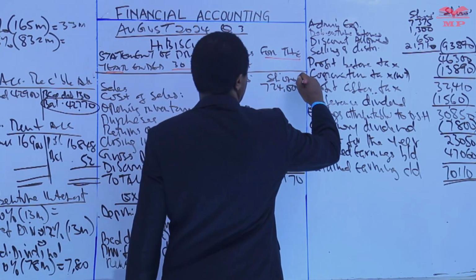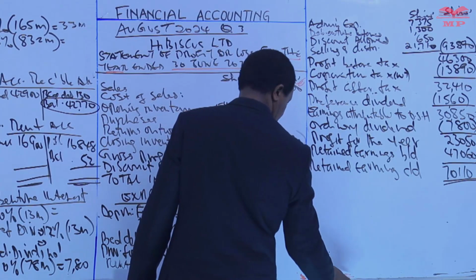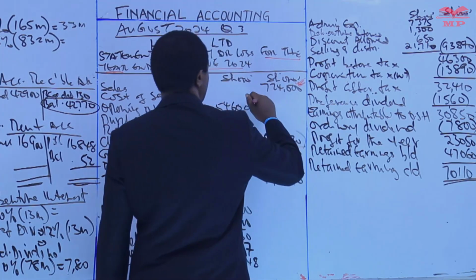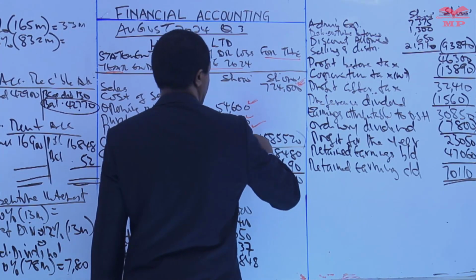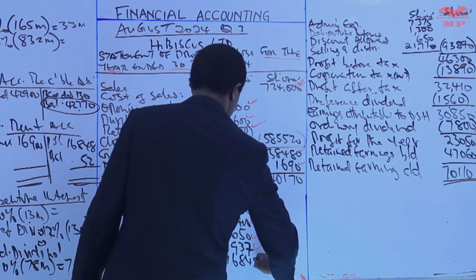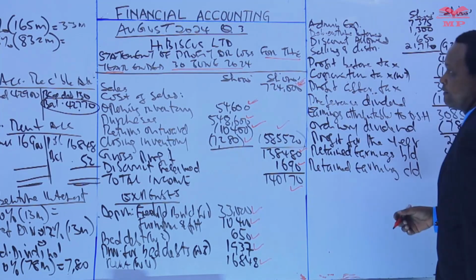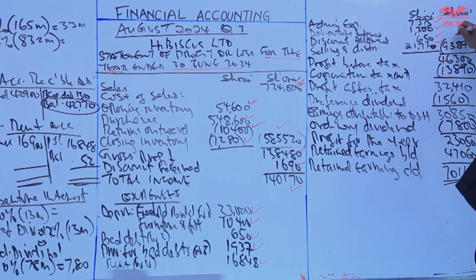Where is my red pen? My red pen, this is 1, 2, 3, 4, 5, up to 28. Close to 30 entries.